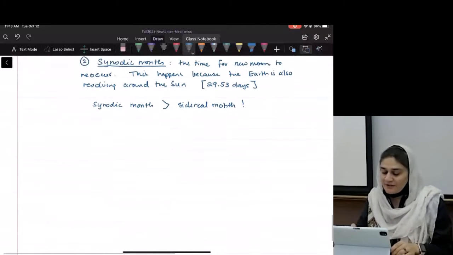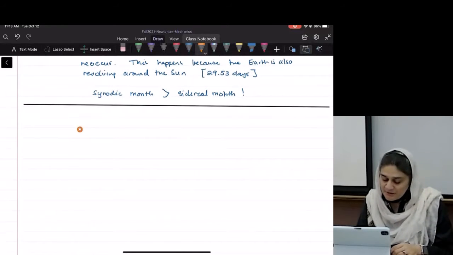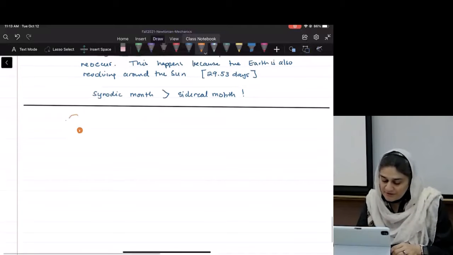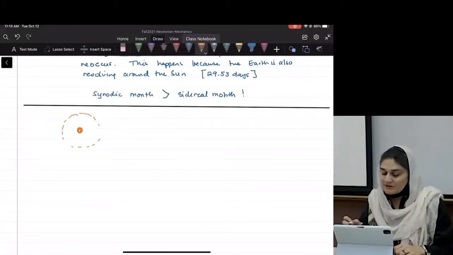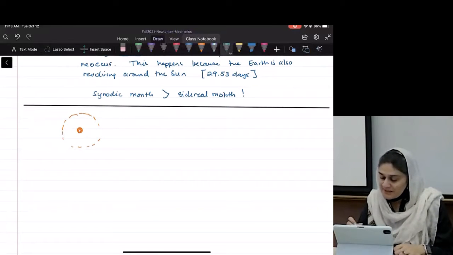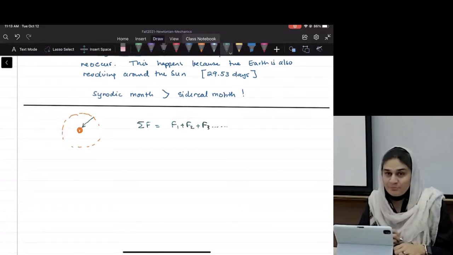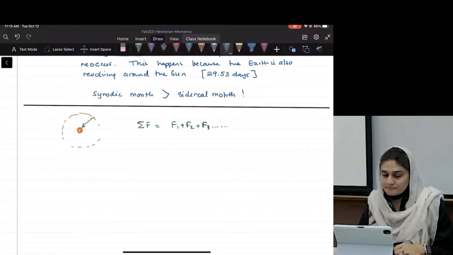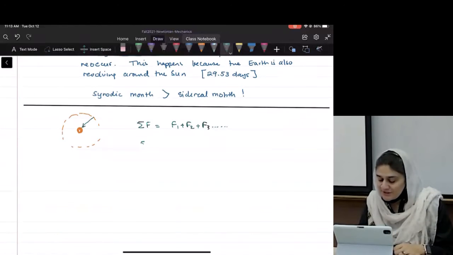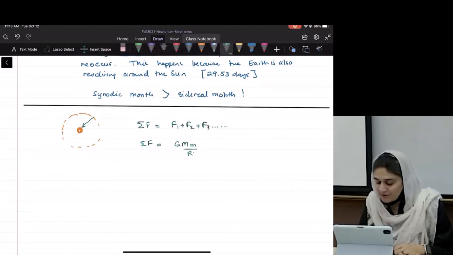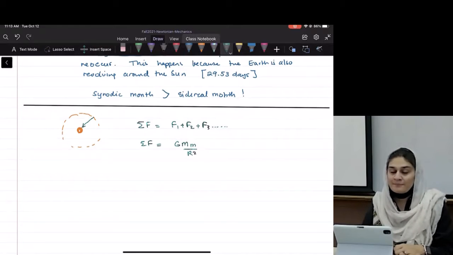So, derivation of the third law, the sun being at the center and the earth and the planets going around the sun. Assume circular orbits. What do we know? Newton's law says sigma F equals F1 plus F2 plus F3. What's the only force acting on it? Gravity pulling it towards itself. May I write that as sigma F equals GMm over R squared, where R is the radius between them?